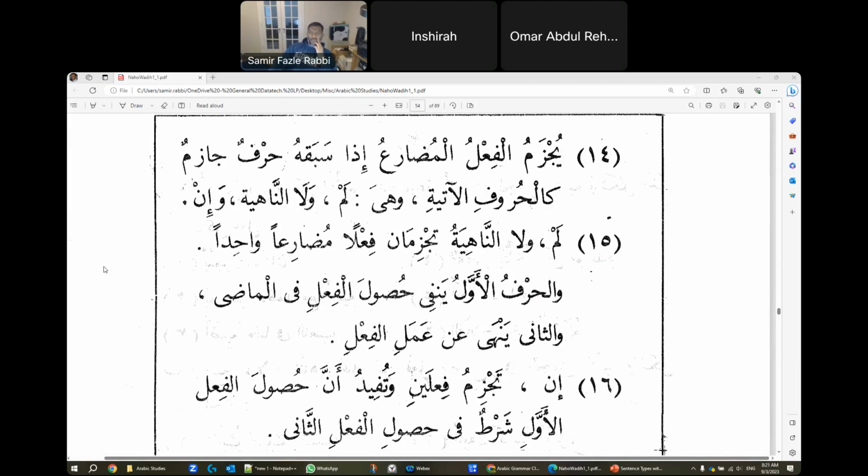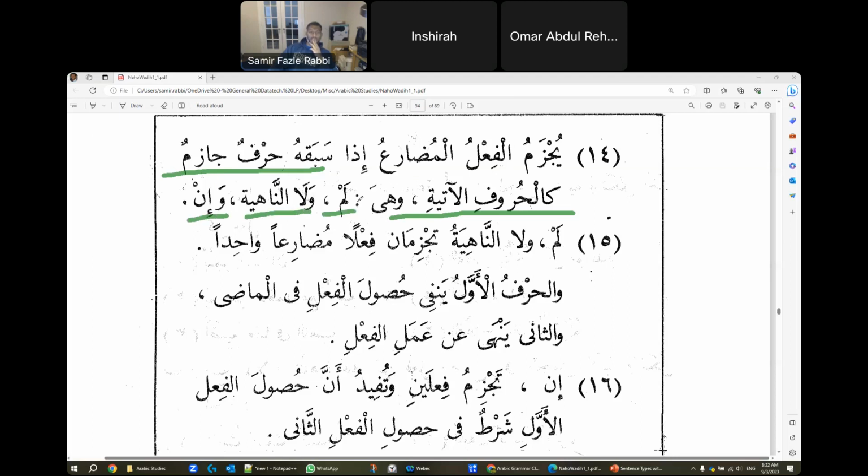All right. يجزم الفعل المضارع. The fi'l mudari is put in the jazm state. This is the verb way of saying jazm. The present tense is put in the jazm state إذا سبقه حرف جازم كالحروف الآتية. If it's preceded by a jazm harf, a harf that does jazm, as the following huruf: وهي لم ولا الناهية وإن.